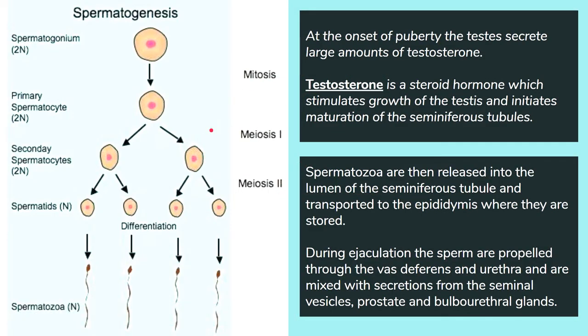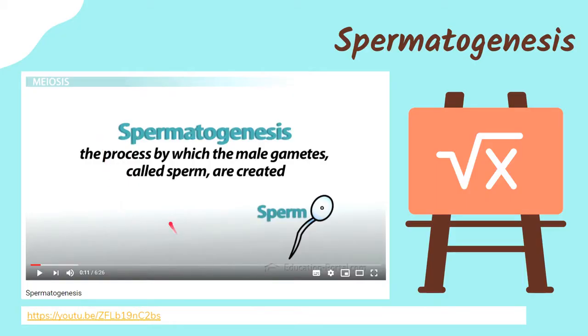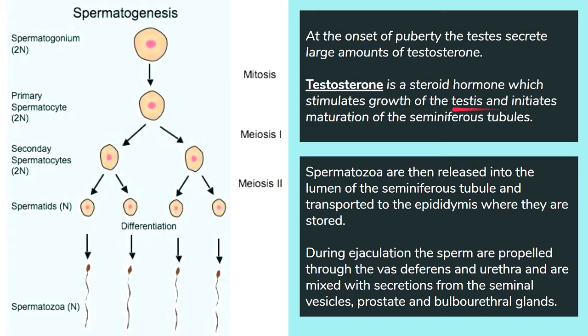Again, just to give emphasis, spermatogenesis is actually triggered during the onset of puberty, because during this time the testes secrete large amounts of testosterone. Testosterone, the male hormone, a steroid hormone, actually stimulates the growth of the testes, and that initiates maturation of the seminiferous tubules.